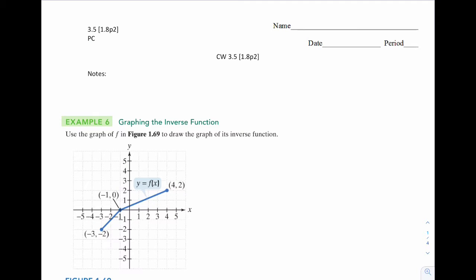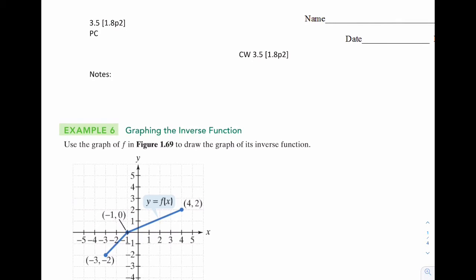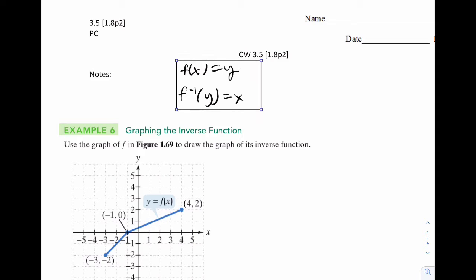Welcome to CW 3.5. Today we're going to finish up our study of inverse functions. So first recall that f of x is equal to y, so f inverse of y should equal x. So we can put a box around that.